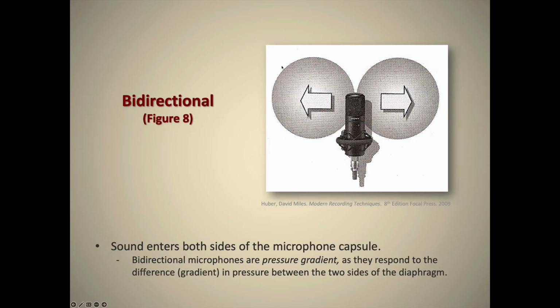Bidirectional microphones are open both in the front and the rear. They're also known as pressure gradient. They measure the difference in pressure from the two sides of the microphone, and they are figure eight or bidirectional. They point in two directions. And again, in live sound, this is not a typical polar pattern.